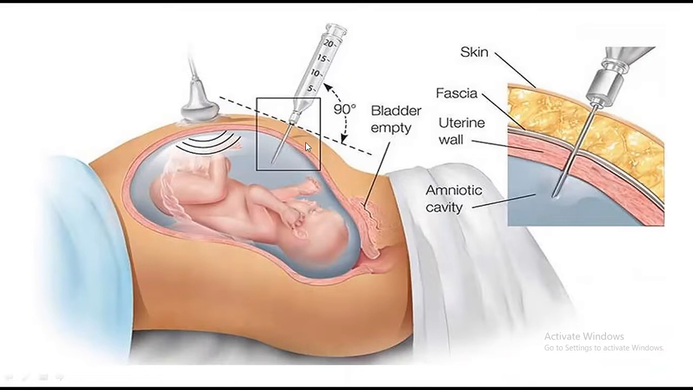Okay, why is the needle so much larger? Just because it has to pass through different layers, okay: the skin, the fascia, the uterine wall, and the amniotic cavity, and then it has to collect the sample from it. So this is the general overview. Keep this in mind.